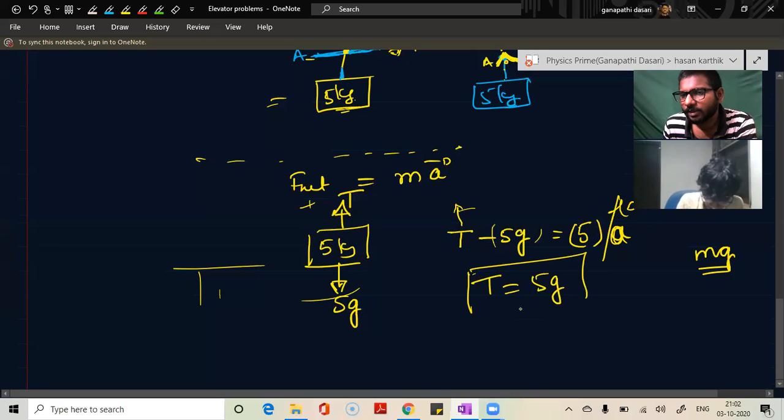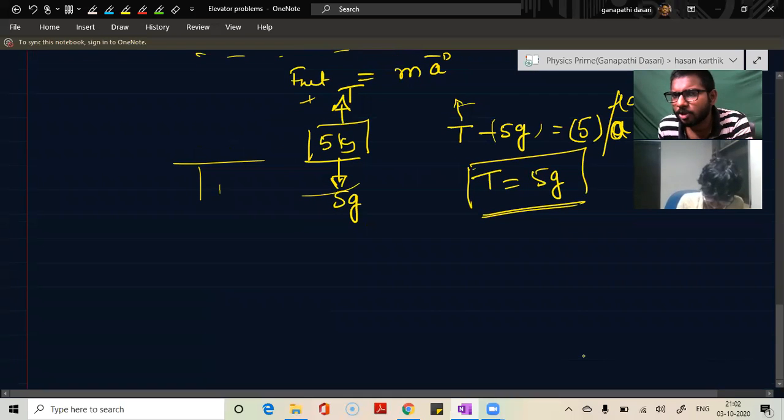You got the answer? If you understand these basic tension problems, you'll be able to understand pulleys also. If you understand the cut-pull method, you will understand pulley problems very easily. T is equal to 5g. So, okay.